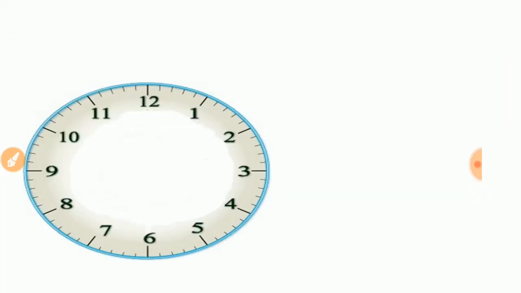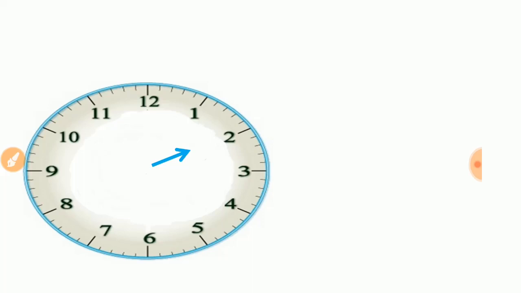So let's start. Before dealing with this one, we have to know a little about the mechanism of a clock. A clock has a dial, a minute hand and an hour hand. As you can see here, the minute hand is longer and the hour hand is smaller. The blue color is the hour hand and the gray color is the minute hand.